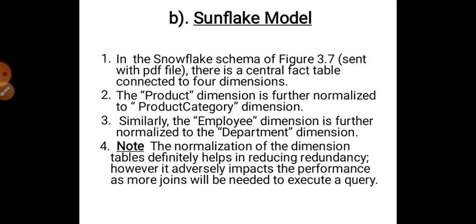So the product table is further connected to, or normalized to, the product category table. Point number 3. Similarly, the employee dimension is further normalized to the department dimension. So the employee table is connected to the department table, or it is normalized. Point number 4. The normalization of the dimension tables definitely helps in reducing redundancy. Students who have studied database management know normalization is a process for reducing redundancy. However, it adversely impacts performance as more joins will be needed to execute a query.